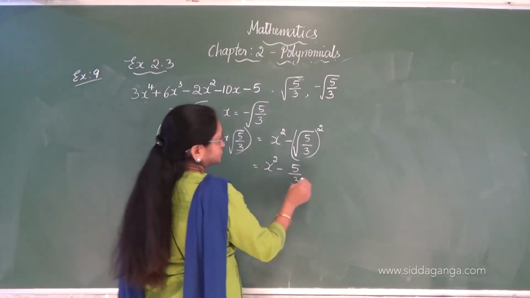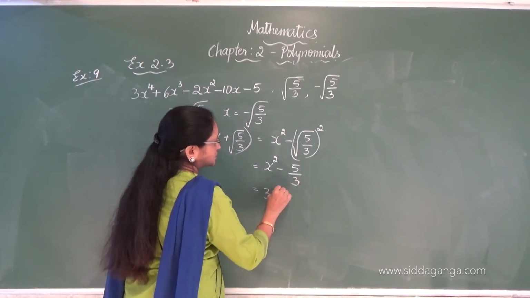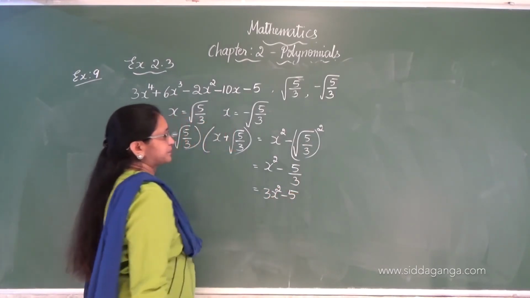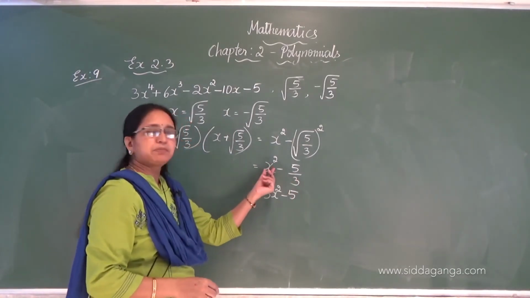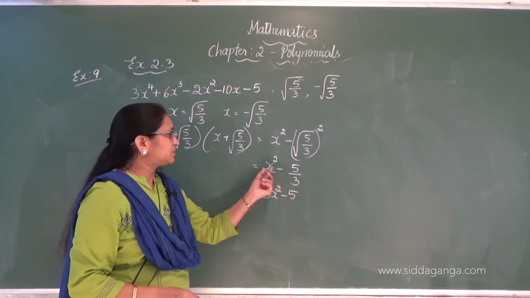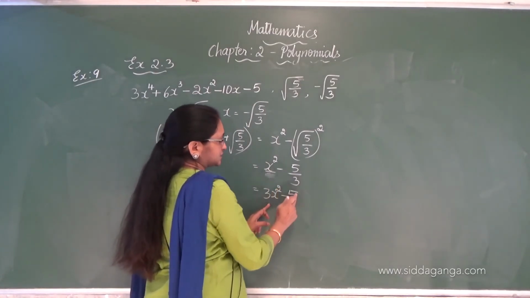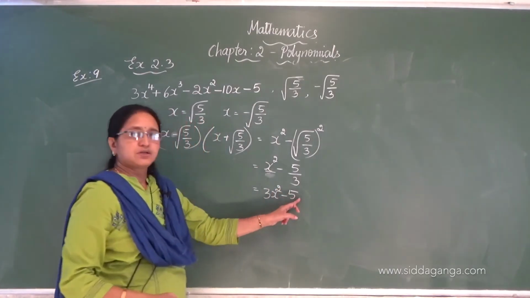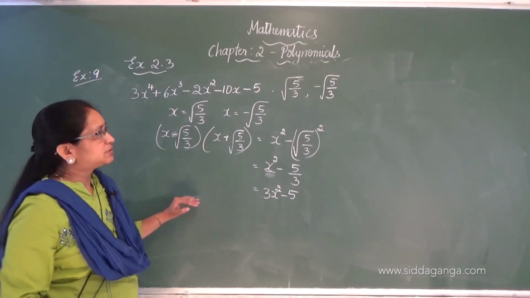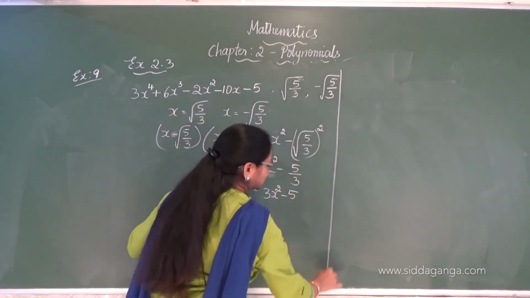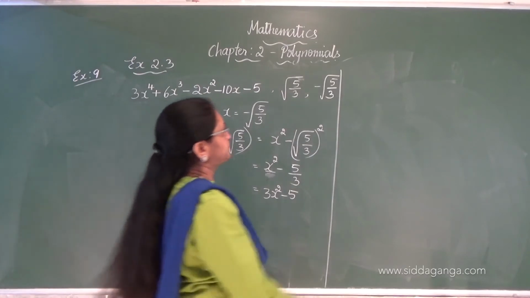To simplify this, I will use the LCM, so this can be written as x² minus 5 by 3. Or just multiply this by 3. When you multiply by 3, you get 3x², the 3 gets cancelled, minus 5, so that it will be easy for us to divide. So what is the next step? You have to divide this polynomial by 3x² minus 5.